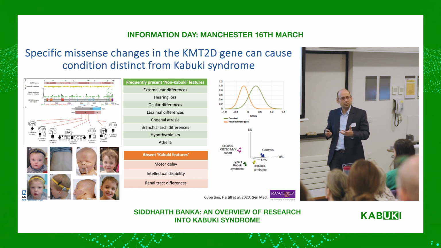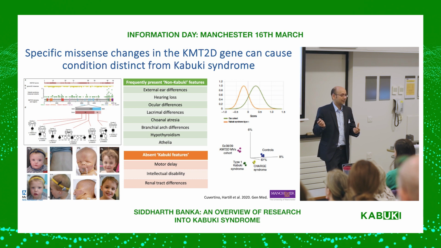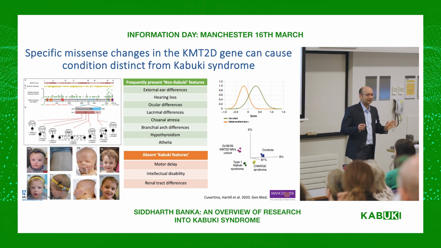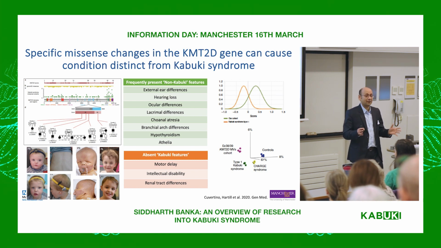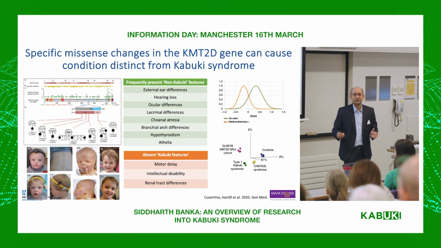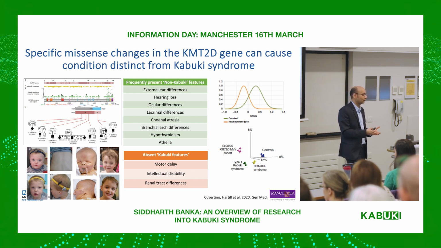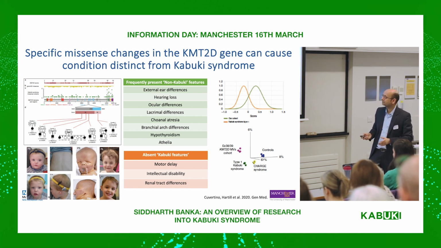And why this is important to know is because if you don't recognize this, then you might see, okay, KMT2D mutation, you've got Kabuki syndrome, and you get a management plan which is for Kabuki syndrome, whereas you don't have Kabuki syndrome, you need something completely different. So therefore, the point about improving diagnosis is it works in both directions.